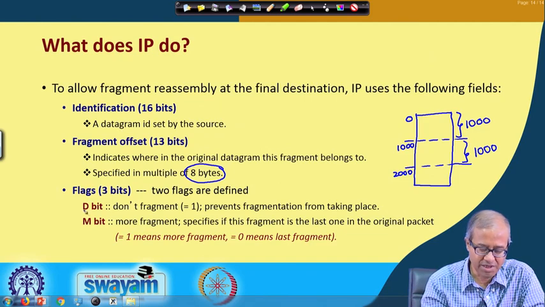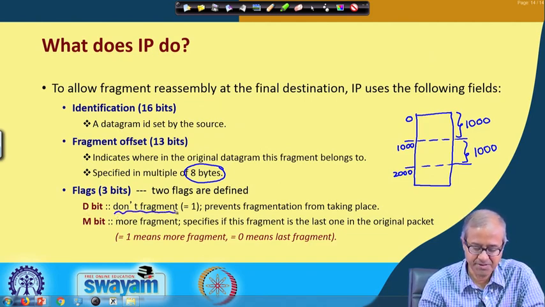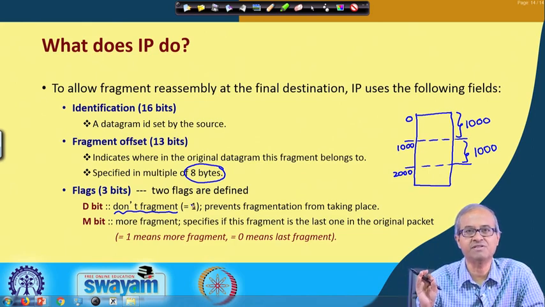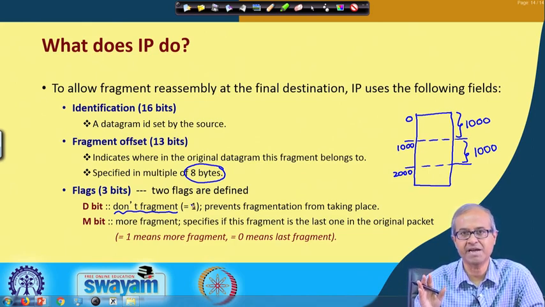Okay? And there are flags, there are 3 bits reserved for the flags, but actually 2 flags are defined. One is a D flag, D stands for do not fragment. So, if this flag is 1, it tells the router not to fragment this packet. So, you can enforce this, that this packet must not be fragmented. It is carrying some other information, which if you fragment, there may be some problem.